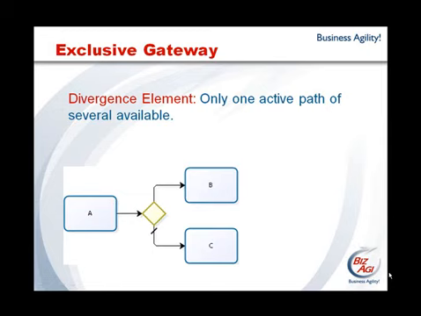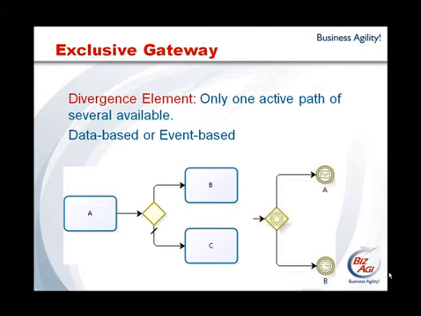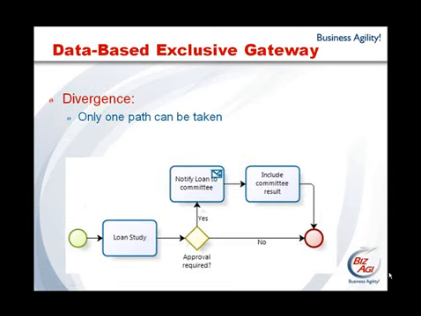Then we have the exclusive gateway. The exclusive gateway, as an element of divergence or of decision, represents a Y-junction in the route. That is, a point in the process where only one of the many routes available is chosen. There are two types of exclusive gateway, one based on process data and the other based on events.